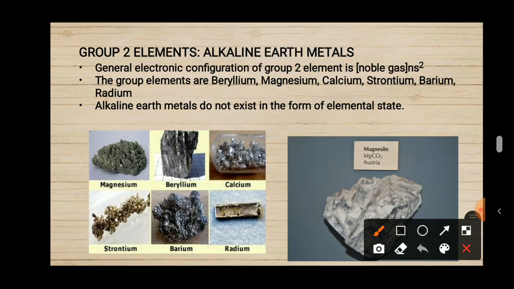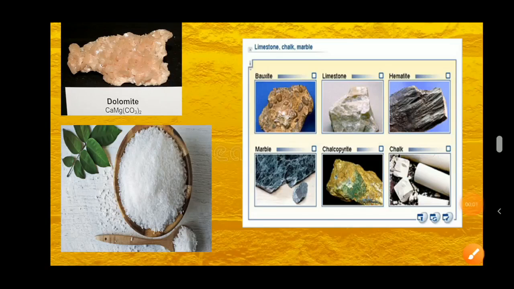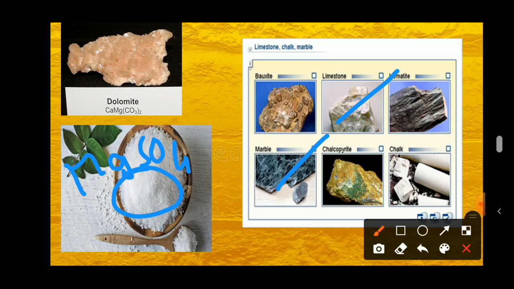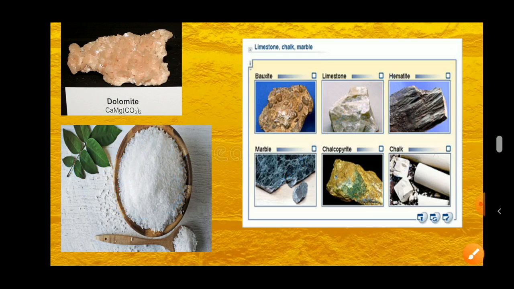Next you can see the picture of different ores. Dolomite is an ore of calcium as well as magnesium, and you can see the picture of Epsom salt. Epsom salt is an ore of magnesium sulfate, MgSO4. And here you can see the ores of calcium: limestone, marble, chalk, all these things.